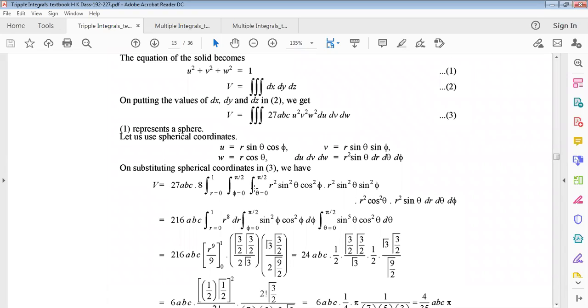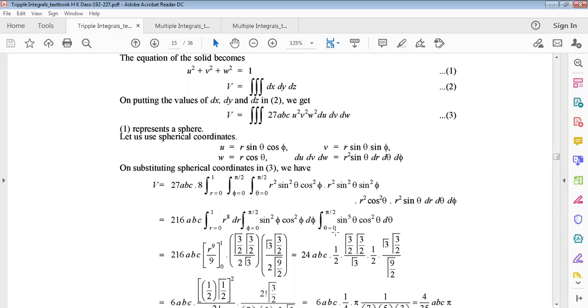Now after multiplication, we get 216 abc, then our power will be r squared, r squared, r squared, and 4 r squared, that means r to the power 8, right? Now r to the power 8 dr. Now d phi, there is a cos squared phi and a sin squared phi, so sin squared phi cos squared phi d phi, and the limit will be phi equals 0 to pi by 2.